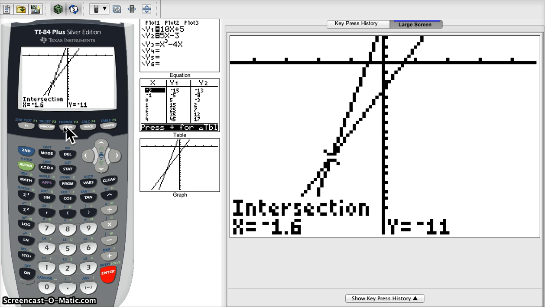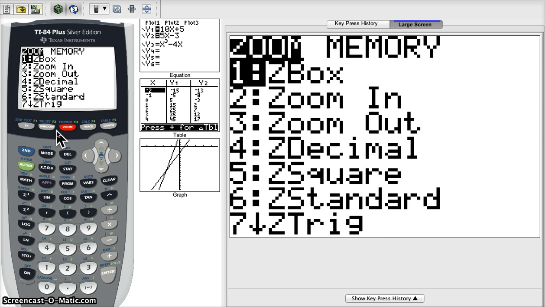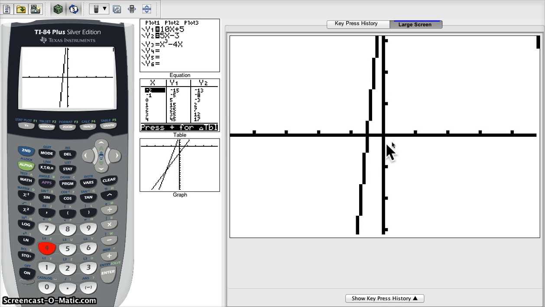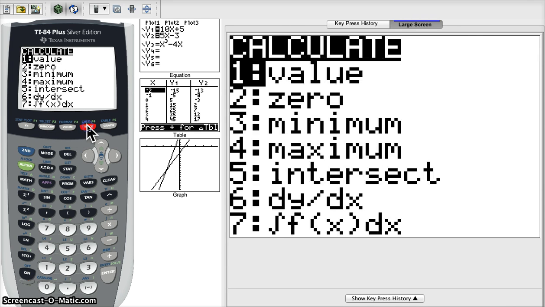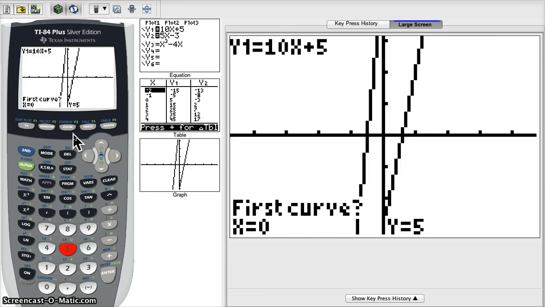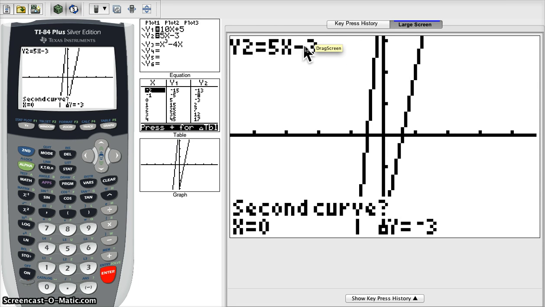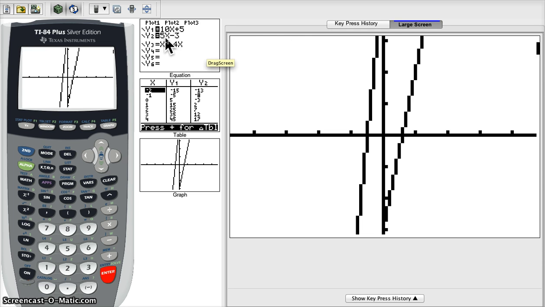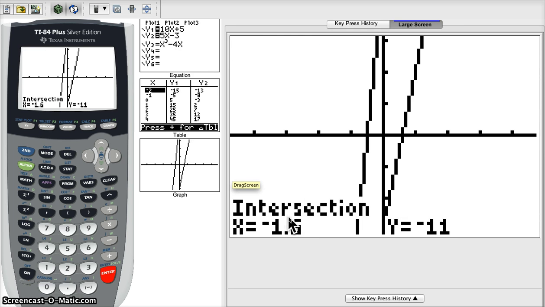If I trusted my calculator, I could actually, just from a zoom of this, even though I can't see the intersection, I can still go to calculate. So second calc, number 5 is my option. First curve, it tells me which curve it is, even though I can't see. And it tells me which curve I am here, which is my second curve. So even though I can't see it, it still will solve it for me and give me the values.